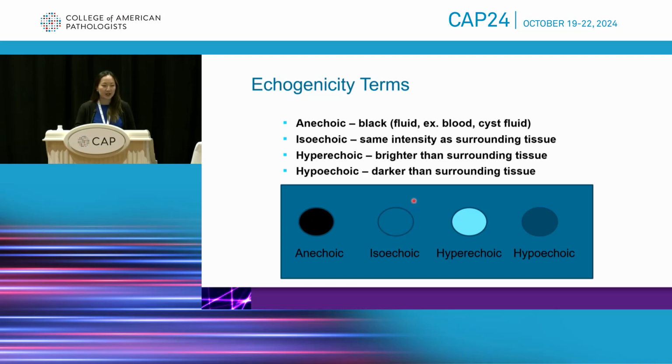Echogenicity terms, much as with our MRI, the echogenicity is basically used relative to your background tissue. So anechoic is going to mean it's basically black, blood, cyst fluid, things like that. Isoechoic would be the same intensity as surrounding tissue. Hyperechoic, brighter than surrounding tissue. Hypoechoic, darker than surrounding tissue. And so let's talk about artifacts.